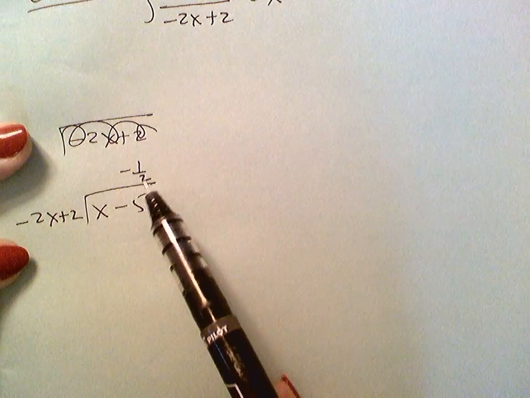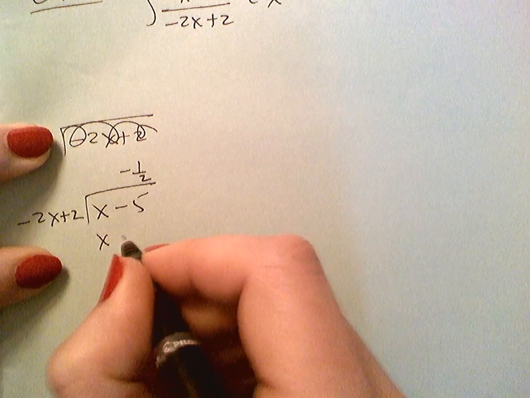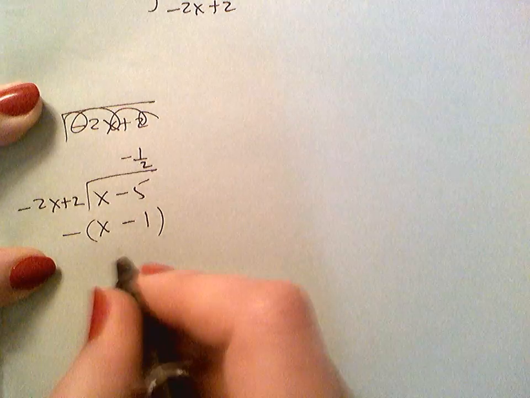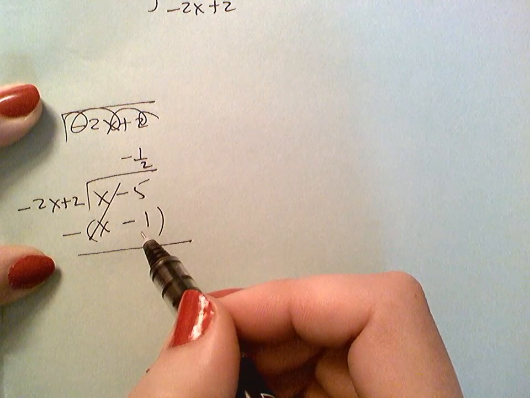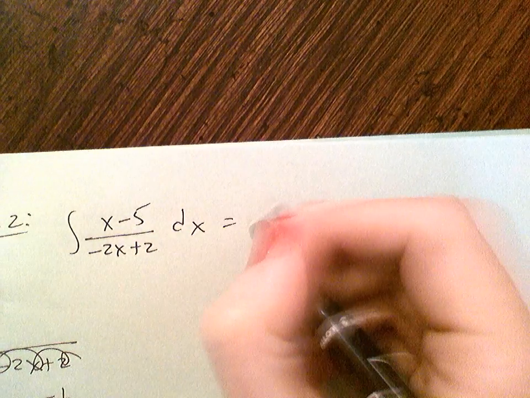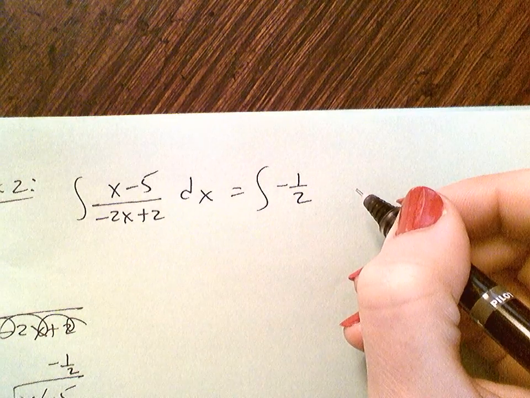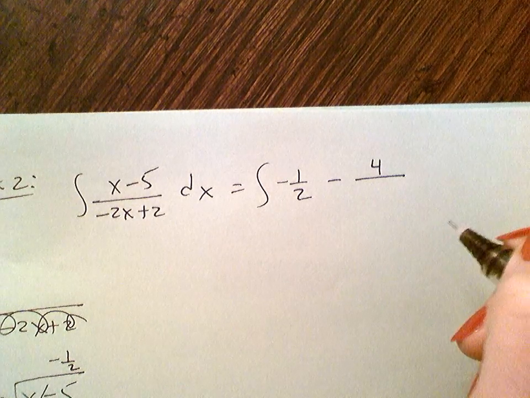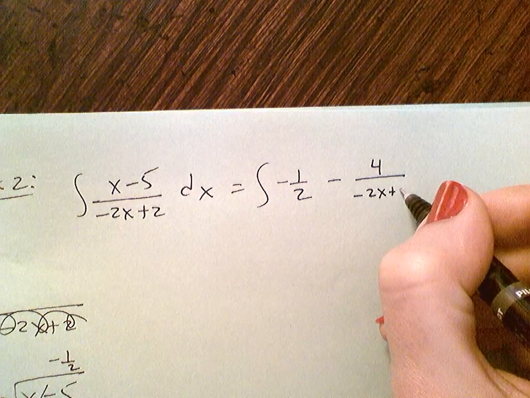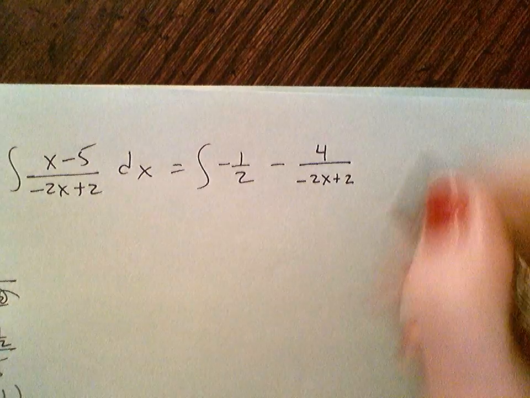Okay, so I multiply negative 1/2 by those. I distribute it there, and we end up with x minus 1, and then we subtract, and then those cancel, and then we get negative 5 minus negative 1, which is negative 5 plus 1, which is negative 4. So that's the remainder. Okay, so back up here, this is equal to the antiderivative of negative 1/2 minus 4 over negative 2x plus 2, yeah, I believe so, and then that's dx.